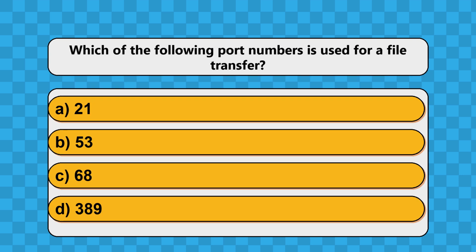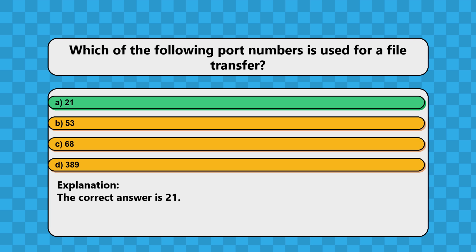Question 57. Which of the following port numbers is used for a file transfer? Option A, 21. Option B, 53. Option C, 68. Option D, 389. The correct answer is option A, 21.